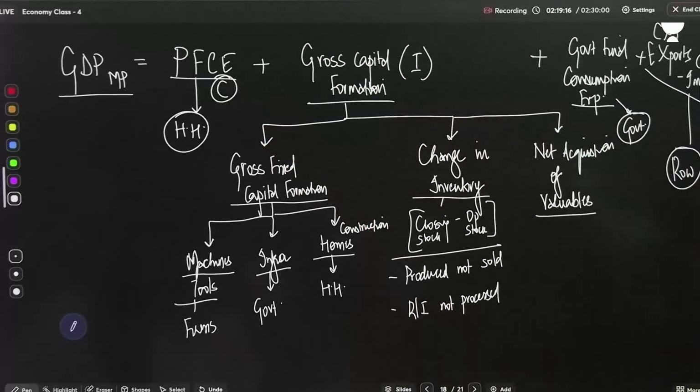You can write down this equation: consumption plus capital formation plus final consumption expenditure plus X minus M, exports minus imports. I have counted all expenditures which have been done on the goods and services produced. No expenditure is left.